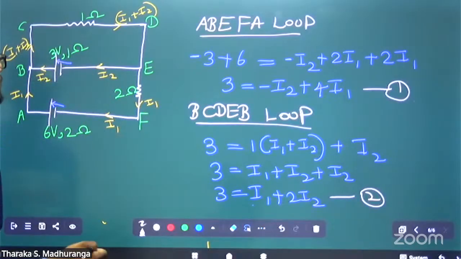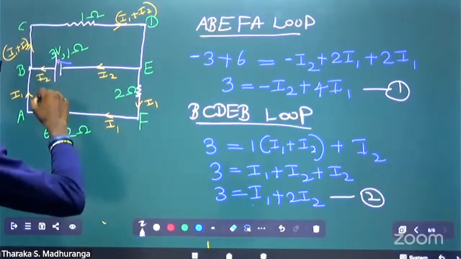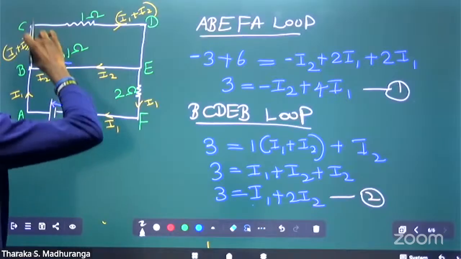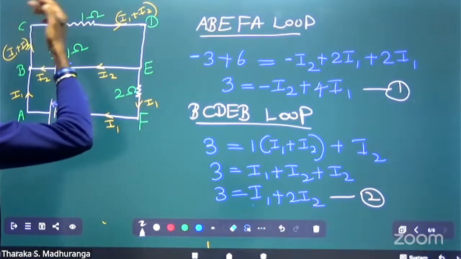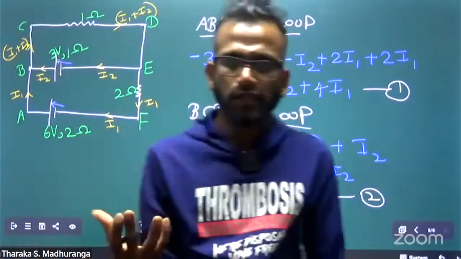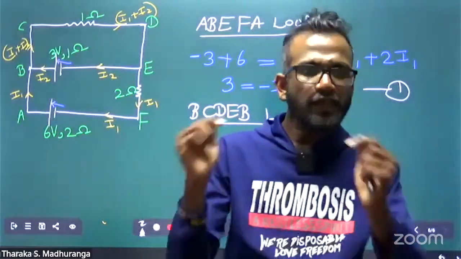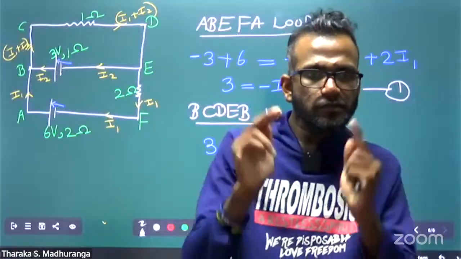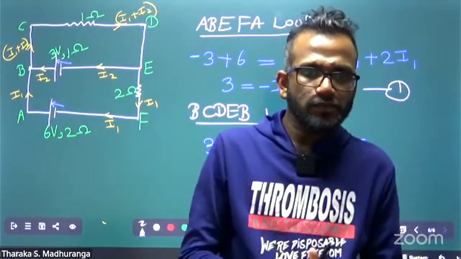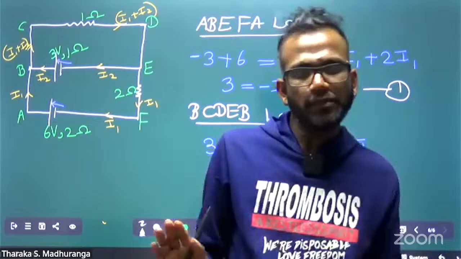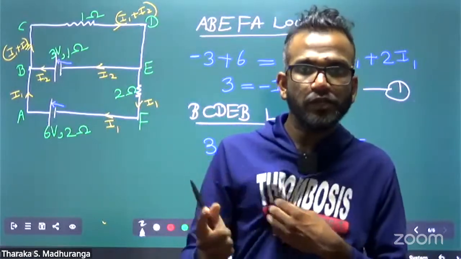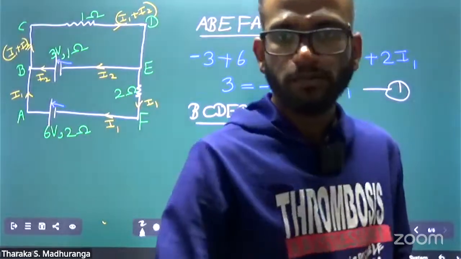Current dividing. This line is coming I1, this line is coming I2, then this line is I1 plus I2. It is dividing, actually not dividing here, it is adding, combining I1 plus I2. You can mark by any method. To mark current you need to use Kirchhoff's first law.